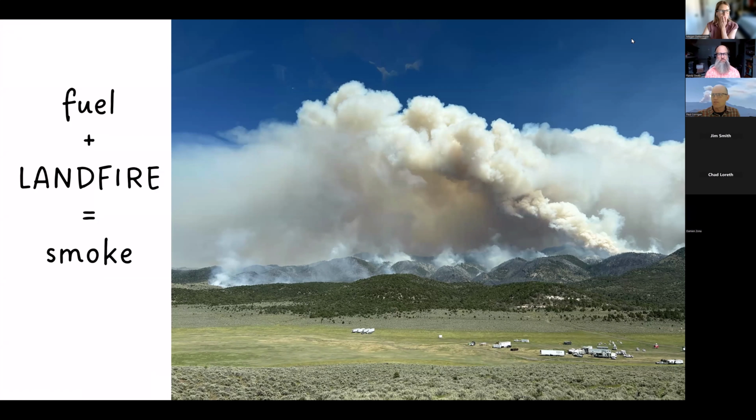So first question for you all is fuel types. What fuel types do you see in this picture here? This is the Forsyth fire near St. George, Utah, and the Pine Valley Mountains. And it was burning earlier this summer.